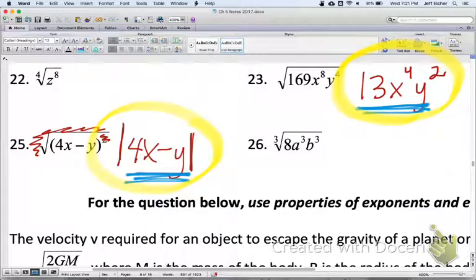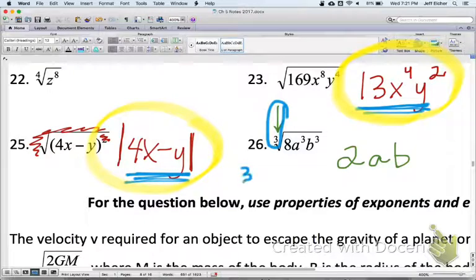And then the next one here, we have a cubed root. Hope you didn't miss that. You have a cubed root right here, an index of 3. So the cubed root of 8 is 2. The cubed root of a cubed is a. And the cubed root of b cubed is b. Now, do you need absolute value bars here? Well, because the index is odd, we can take a cubed root of a negative number. That's fine. You can get a negative number. So this quantity doesn't have to be positive. It can be negative, and we're all fine.